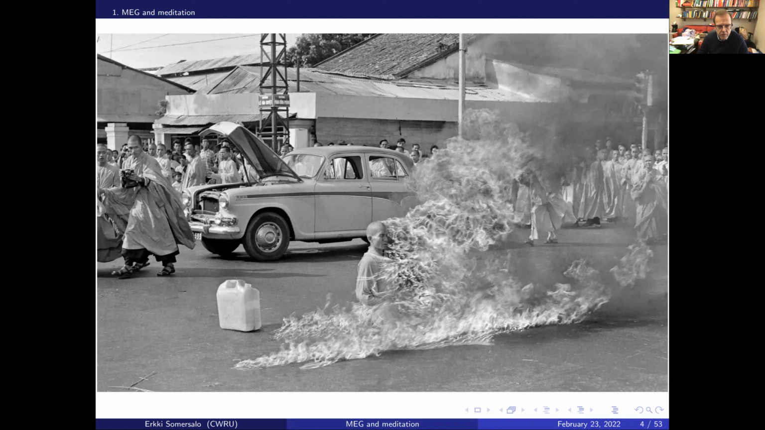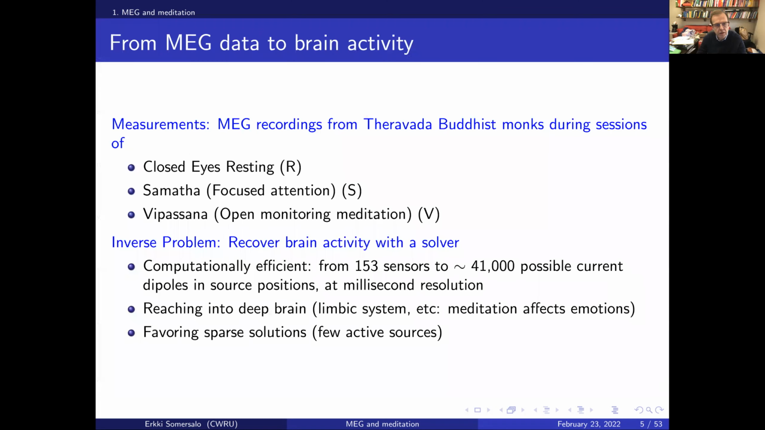So he is a Theravada Buddhist. He was a professional meditator. And so clearly, as we know, professional meditators are able to shut down completely the sense of pain and agony. And now it's interesting to know what is happening in the brain.